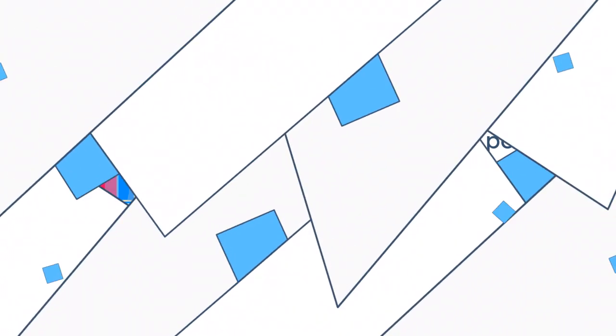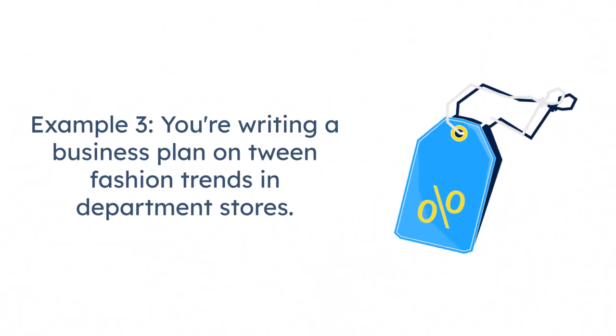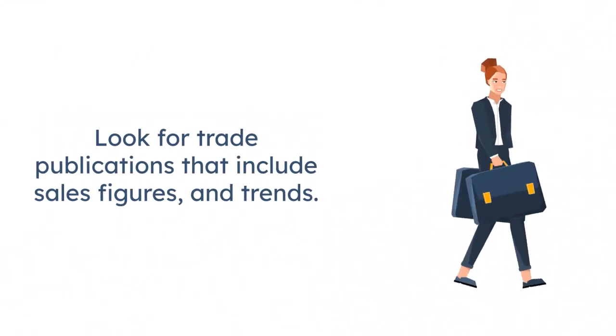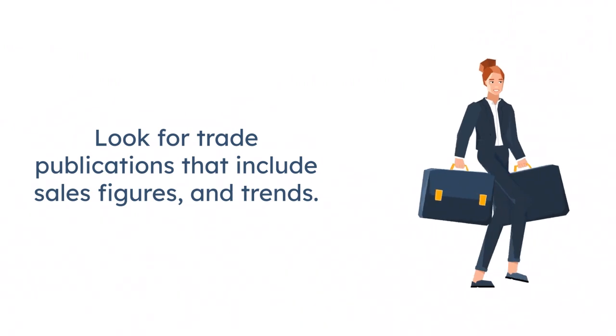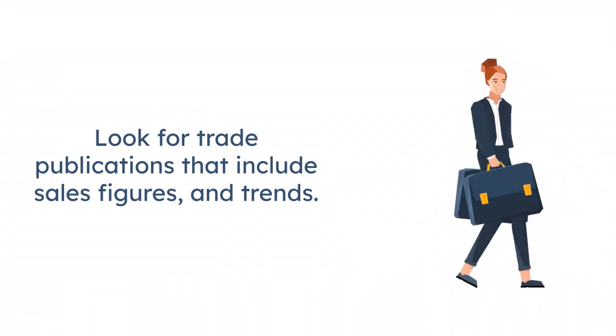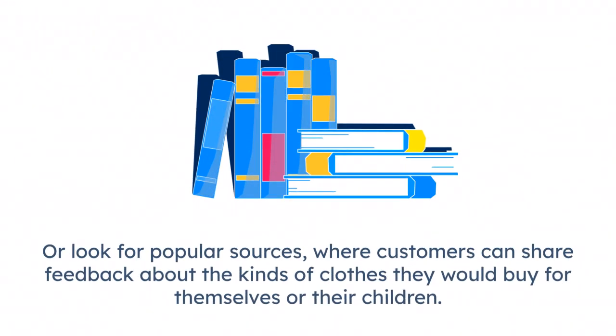Example 3. You're creating a fashion merchandising business plan where you launch a new tween line geared toward department stores. This is another example where you might need to look in a couple places to find the information. Use trade publications that list sales figures and trends for tween clothing and department stores. Or look for popular sources where customers discuss what kinds of clothing they'd buy and where they'd shop for it.